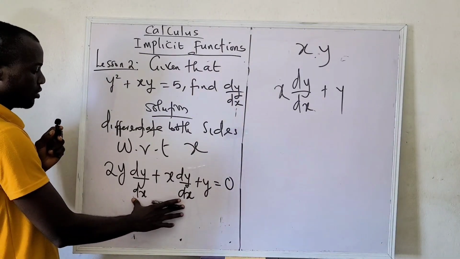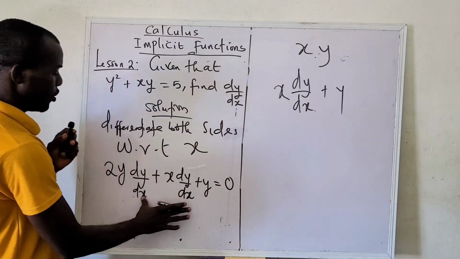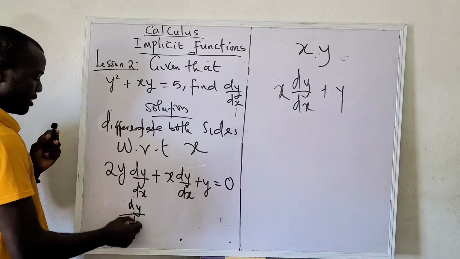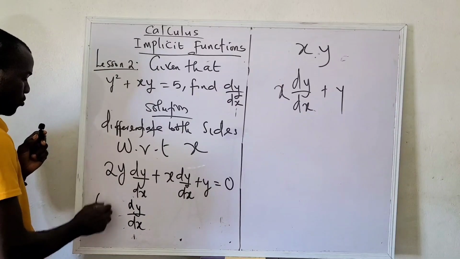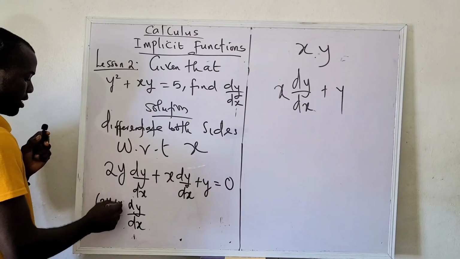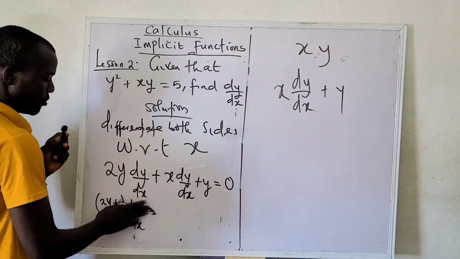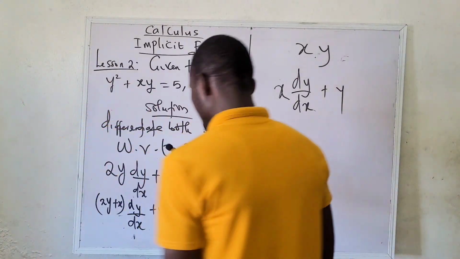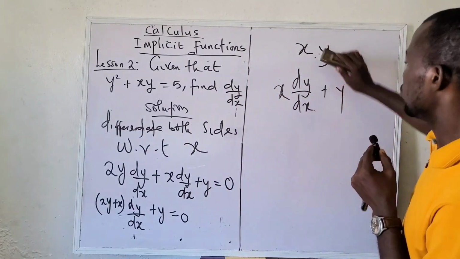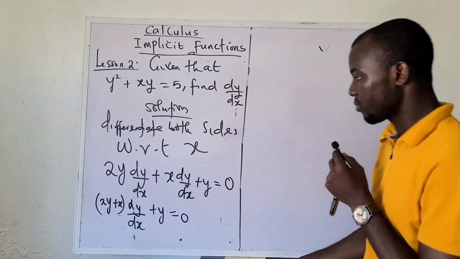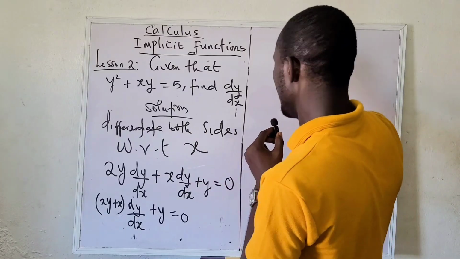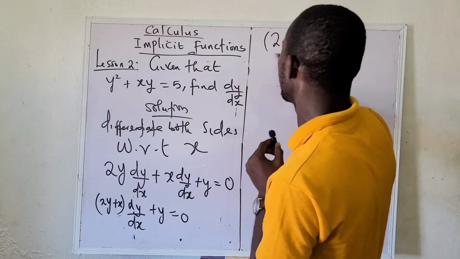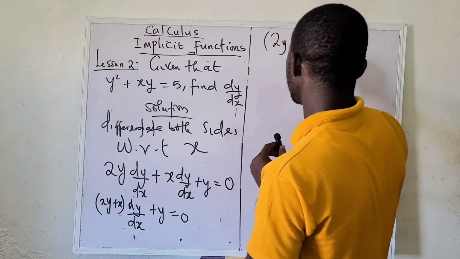Look at this. We have common terms here. So what you do is you collect these two, you factorize these two terms. That will be dy over dx times 2y plus x, plus y equals 0. There you go. And so the next thing to do is to tidy up your work. If you move this like this, that will be 2y plus x dy over dx.